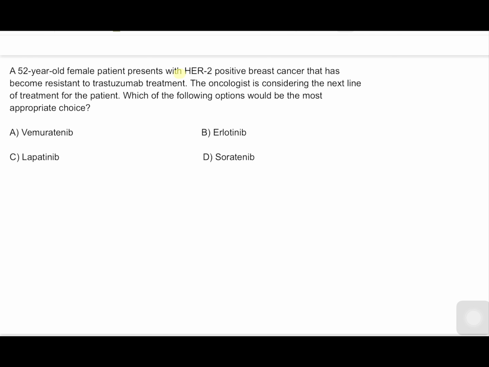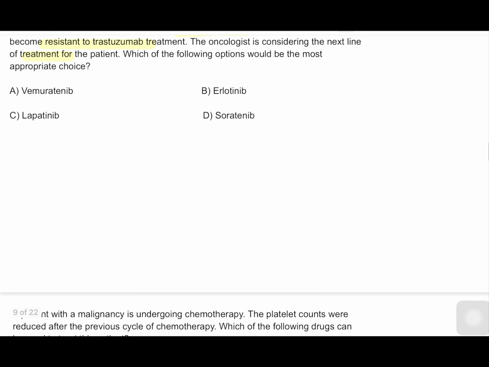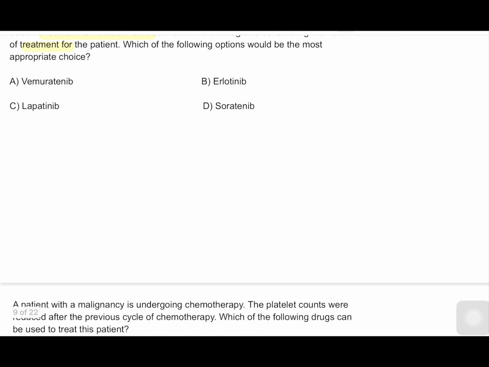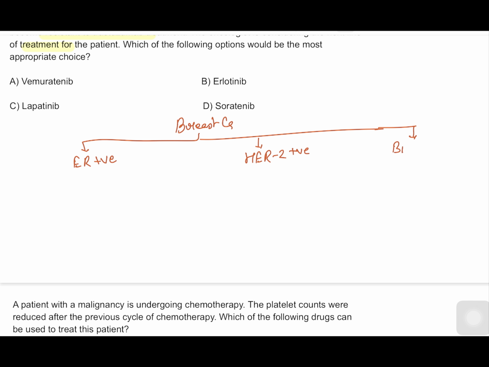Next is a 52-year-old female presenting with HER2 positive breast cancer that has become resistant to trastuzumab treatment. The oncologist is considering next line therapy. What option will be the most appropriate choice? So if you want to know, breast cancer treatment is based on whether it is ER positive, meaning estrogen receptor positive, HER2 positive, or BRCA positive.